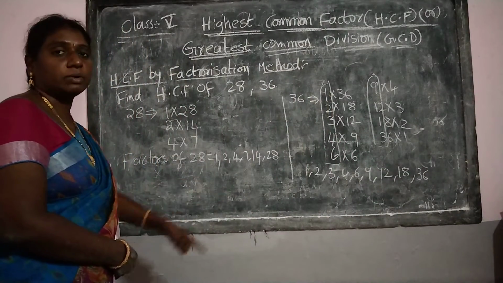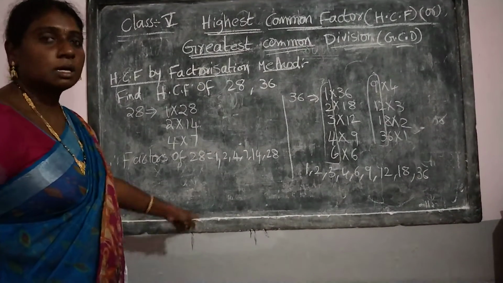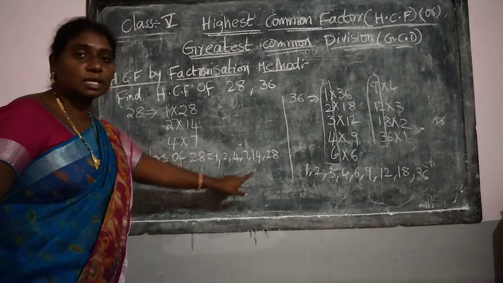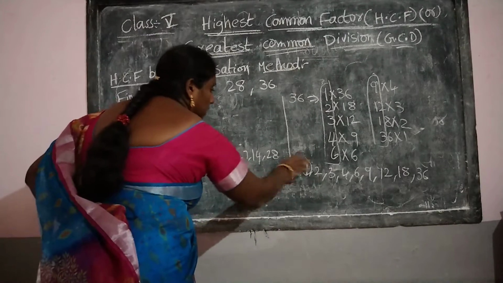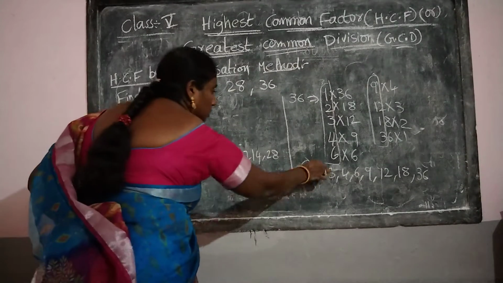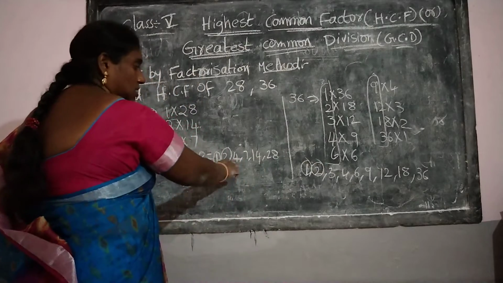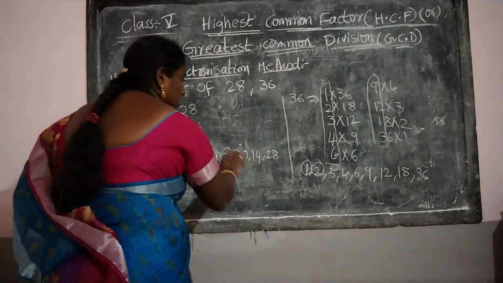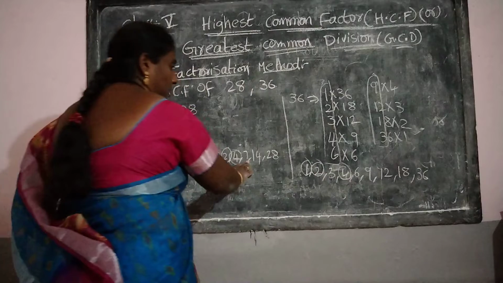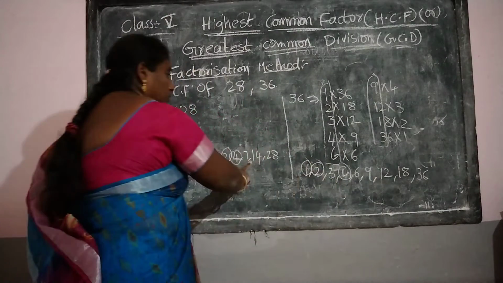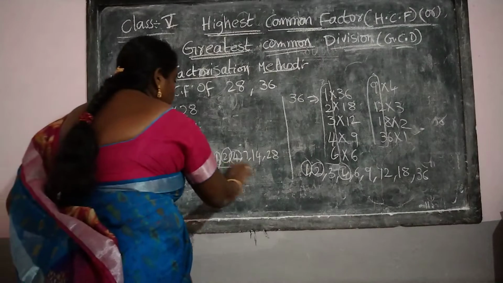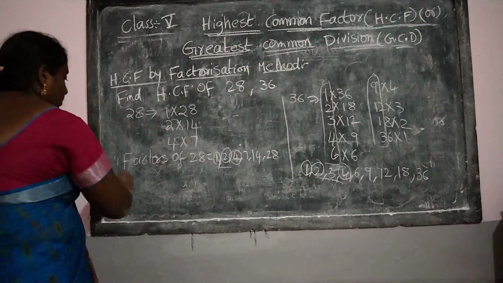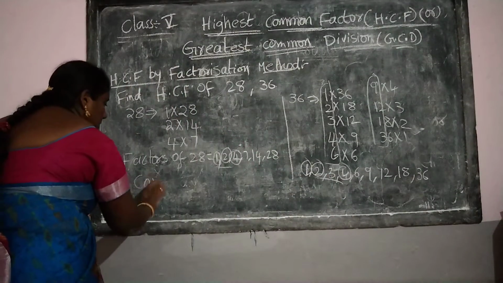Next, coming to the common factors in these, circle the common factors. 1 is there, 2 is there, 3 is not there so leave it, 4 is there, 7 is not there, 14 not there, 28 not there. So write down the common factors we find from both.